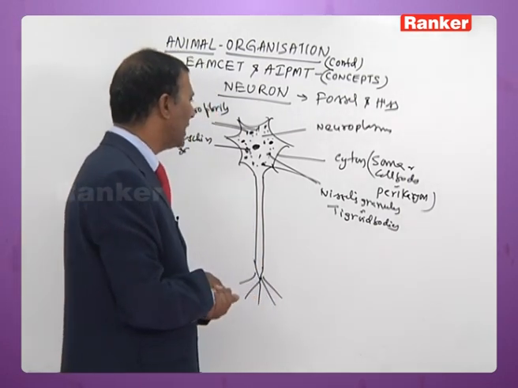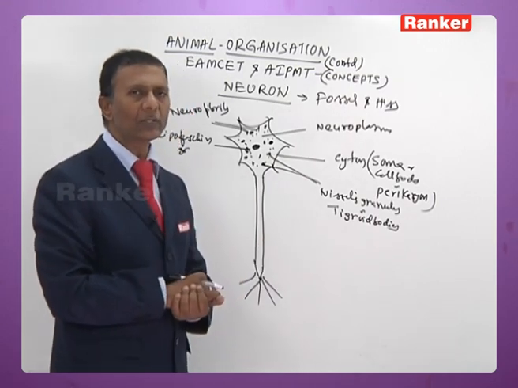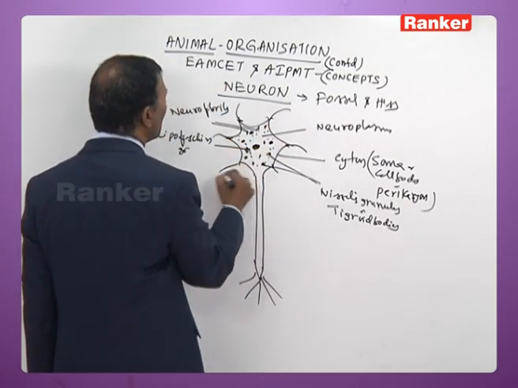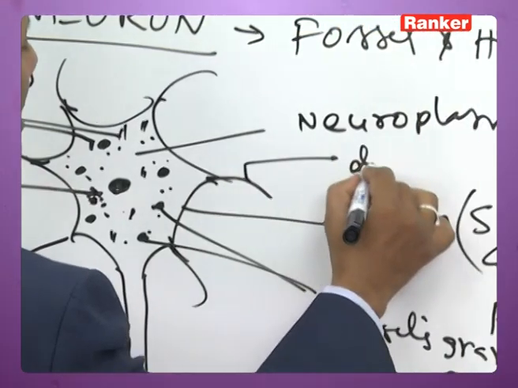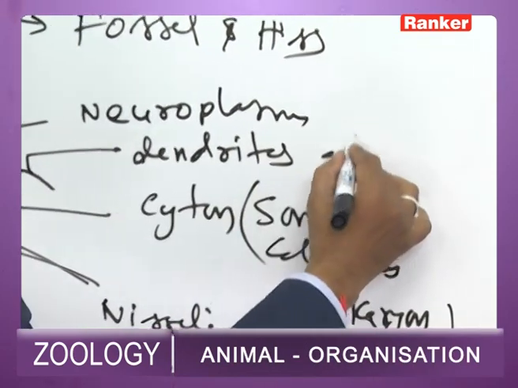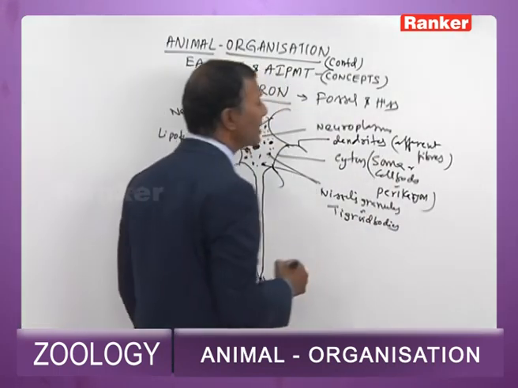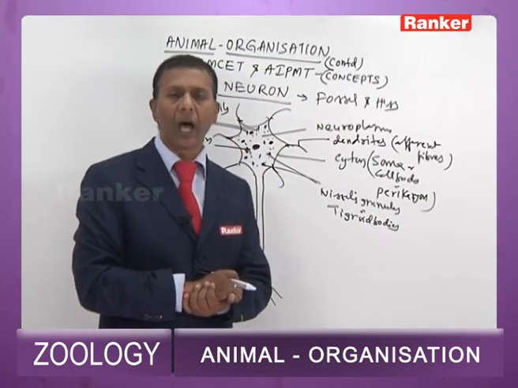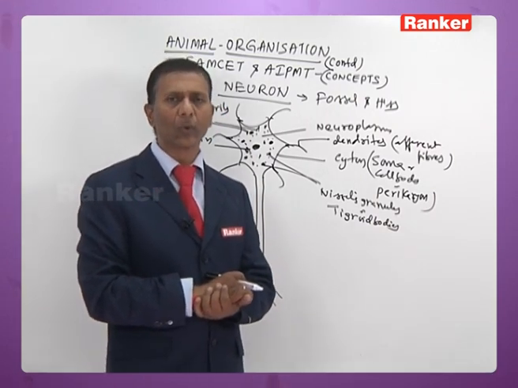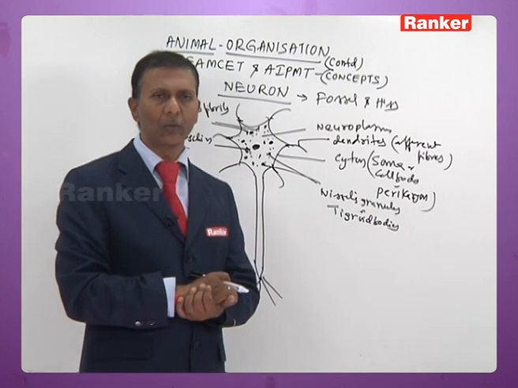Okay, then the cyton, which is also called soma or cell body or perikaryon, gives rise to two kinds of fibers. The fibers that are given off from cyton are called dendrites. The dendrites are also called afferent fibers. The dendrites or afferent fibers are made up of neuroplasm. They are also deposited with Nissl's granules and neurofibrils. They form synapse with the teledendrites of a preceding neuron.